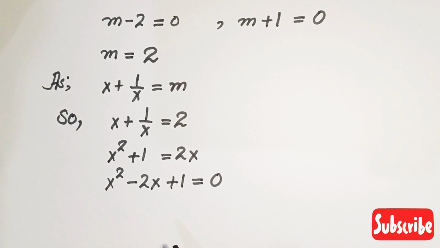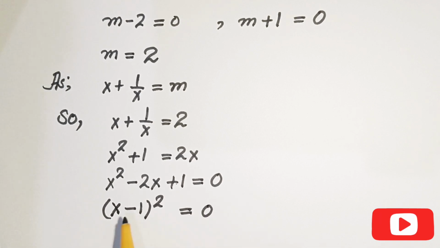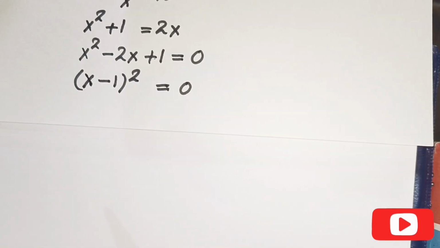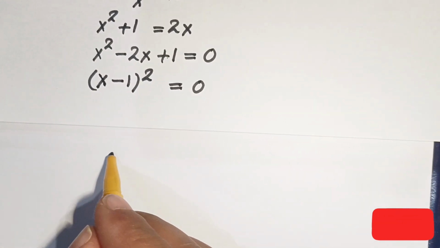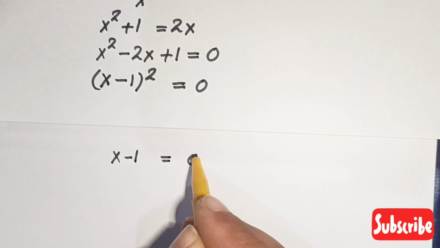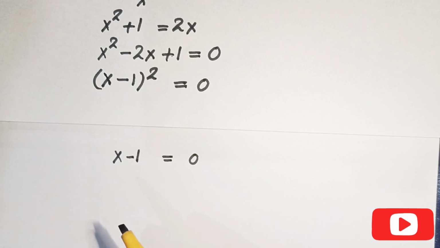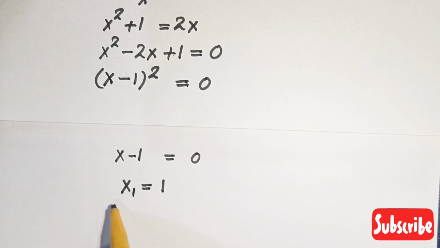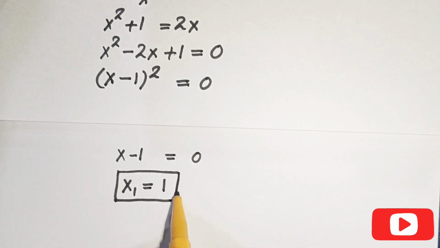As we know, if we write a minus b whole squared, here the value of a is x and the value of b is 1, so we just write x minus 1 whole squared, which is equal to 0. x minus 1 whole squared is equal to x squared minus 2 times a times b, which is minus 2x, plus 1 is equal to 0. Now if we take the square root on both sides, we get x minus 1 is equal to 0, because the square can be cancelled out with the square root. So we have x minus 1 is equal to 0, and by shifting minus 1 we get x is equal to 1. So it is our first value of x, that x1 is equal to 1.